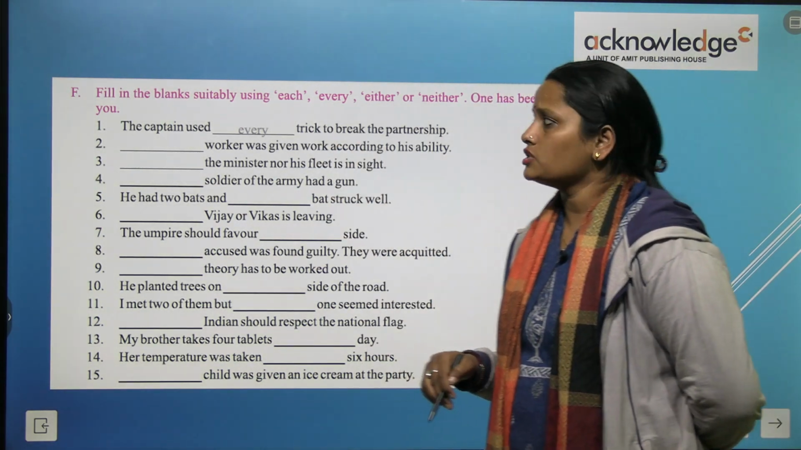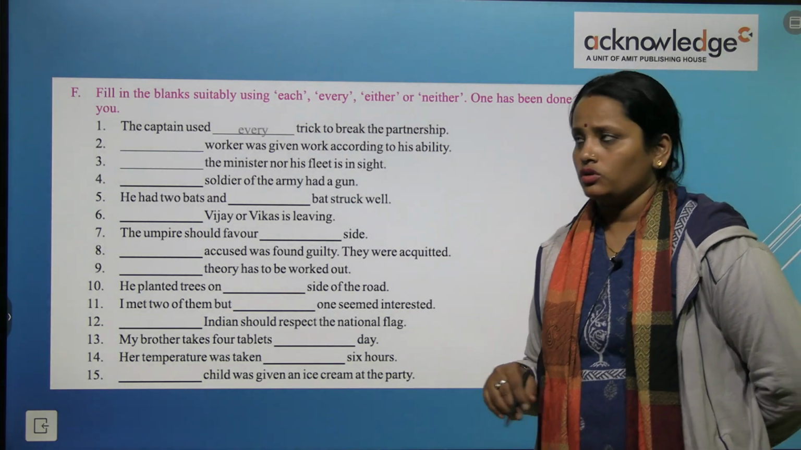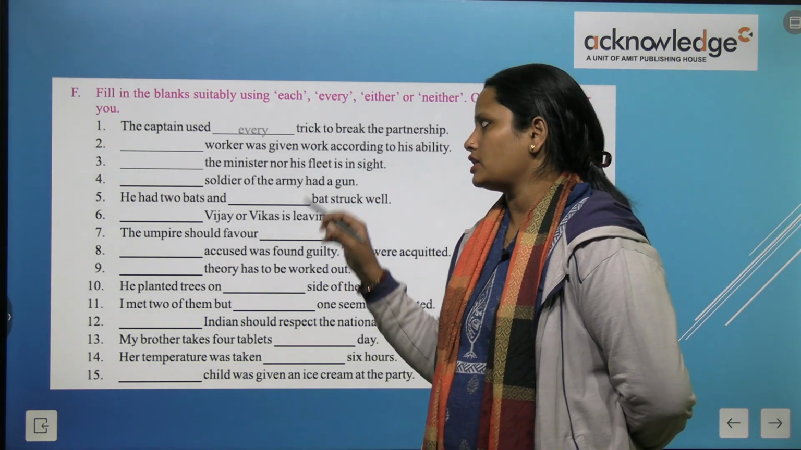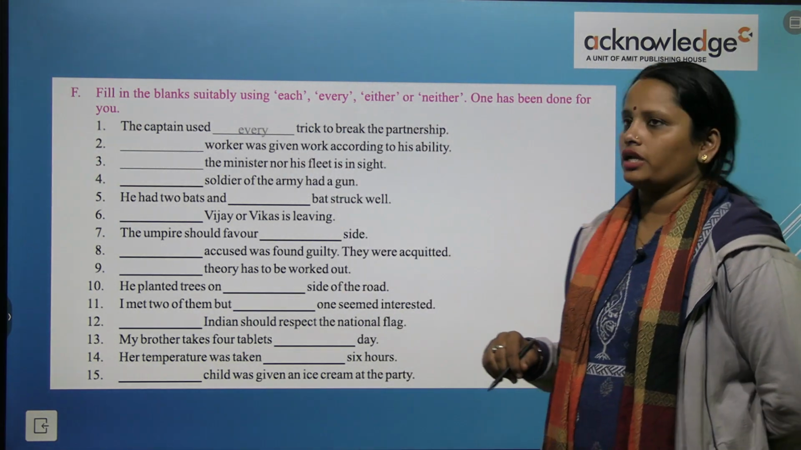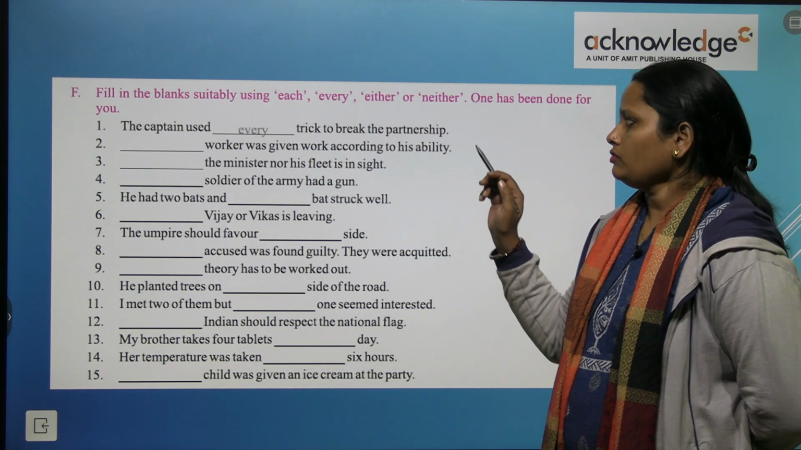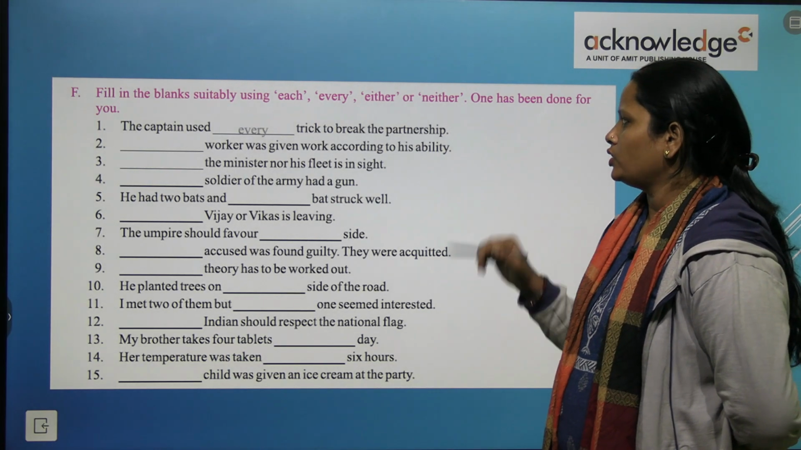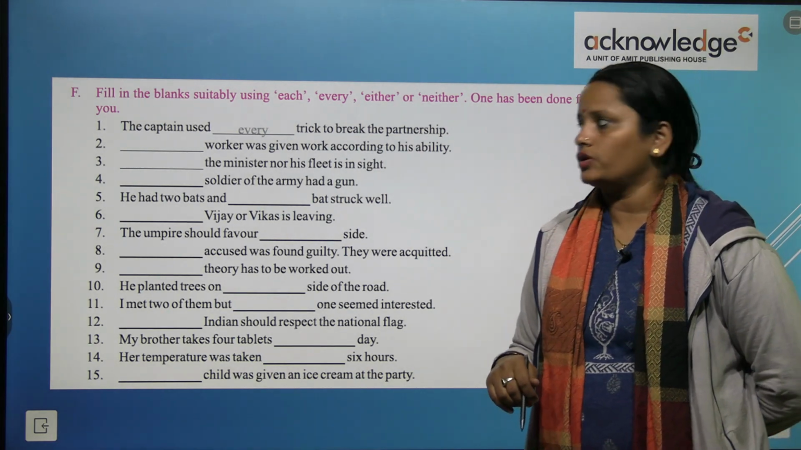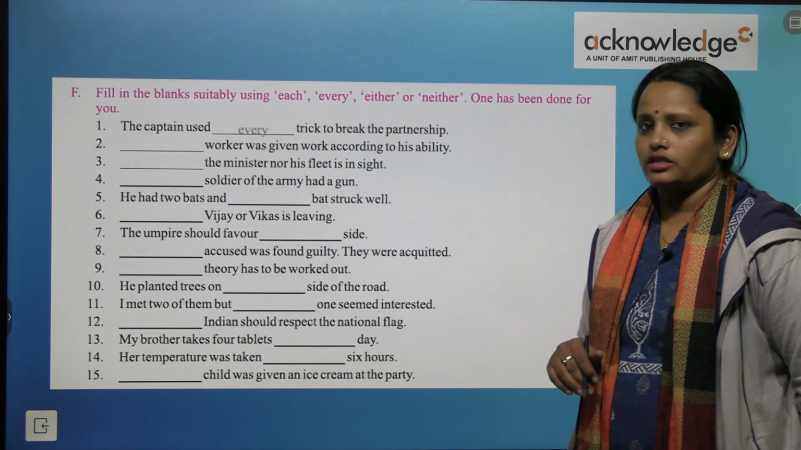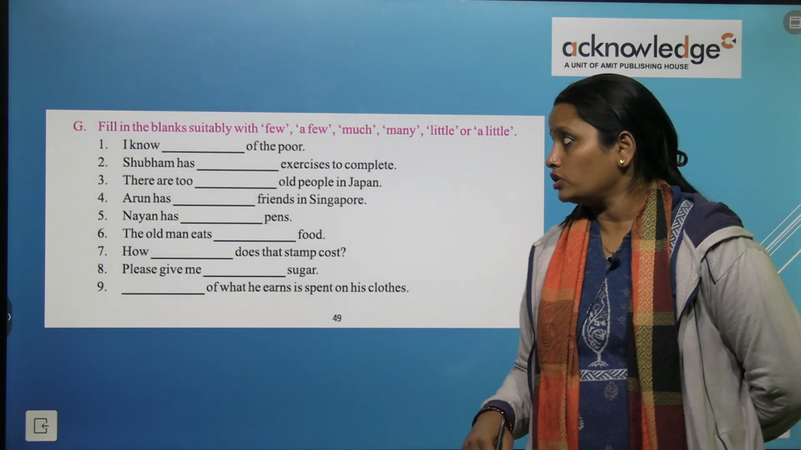Next, fill in the blanks suitably using each, every, either or neither. One has been done for you. So ये सारे words को use करना है and then we have to complete the exercise. The captain used every trick to break the partnership. So यहाँ पे हमने every use किया है. Now the second one is: dash worker was given work according to his ability. So here we can write: each worker was given work according to his ability. So children, we have done the 2 questions here. Rest of the questions are your homework and you have to do it on your own.